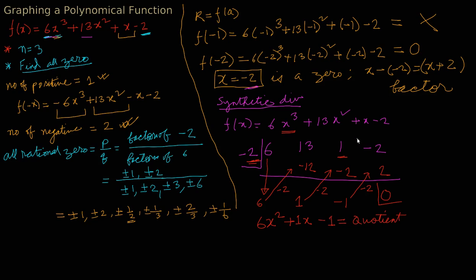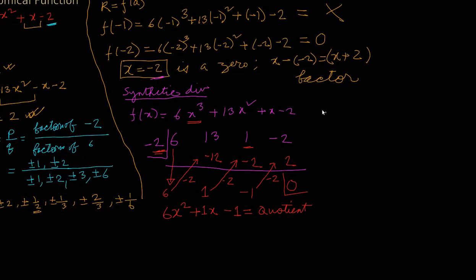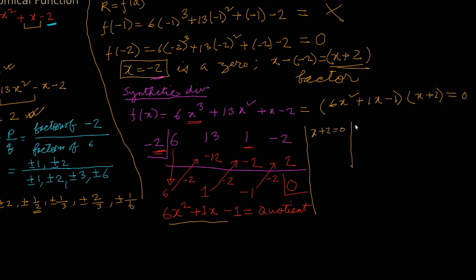So now how can I write my function? Let me use another color. My function is going to be equal to my quotient, which is 6x square plus 1x minus 1, multiplied by the factor, which is x plus 2. And as I want to find the real zeros, I'm going to equate it equal to 0. So x plus 2 is equal to 0, and the other one, 6x square plus 1x minus 1, equal to 0. So I get x equal to -2, which is expected, we already know.